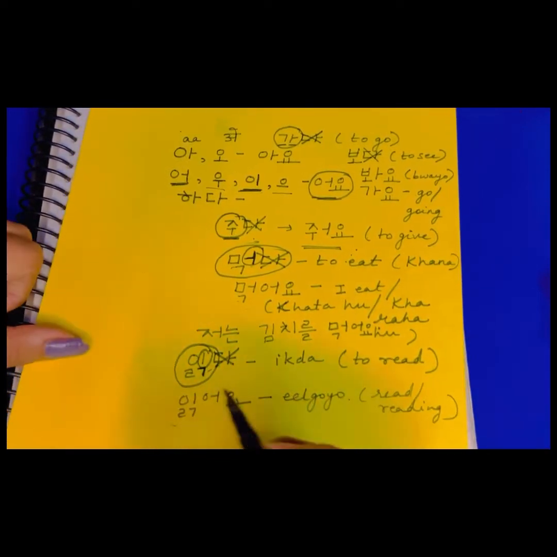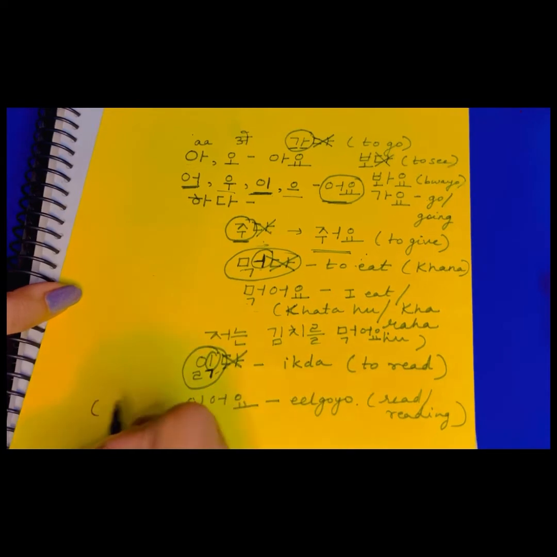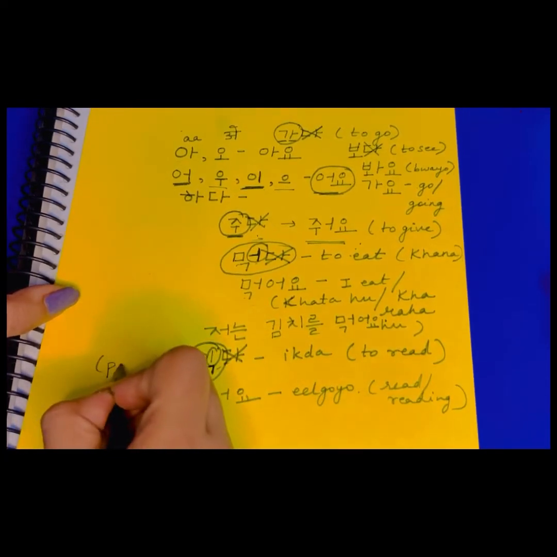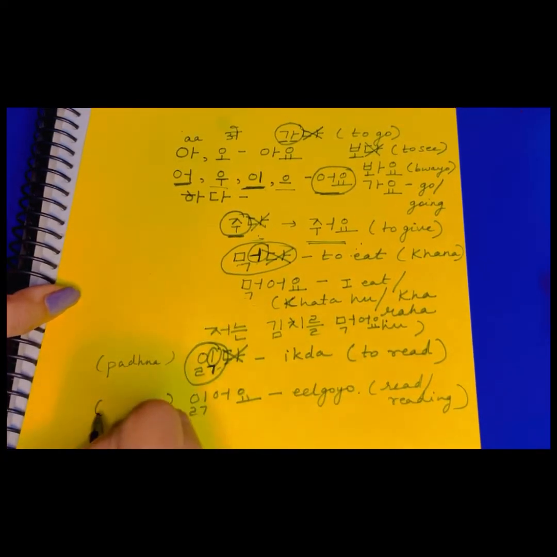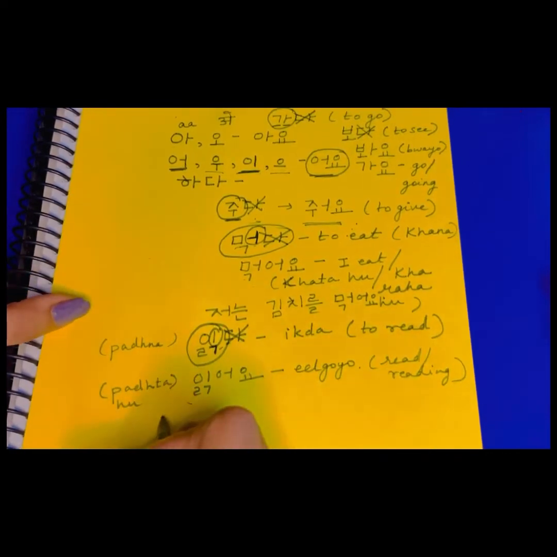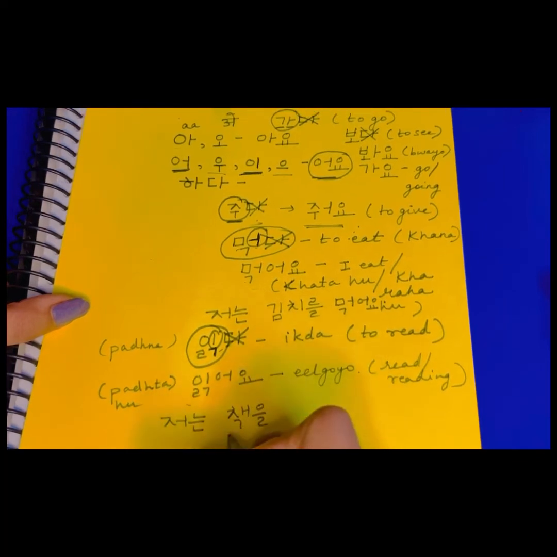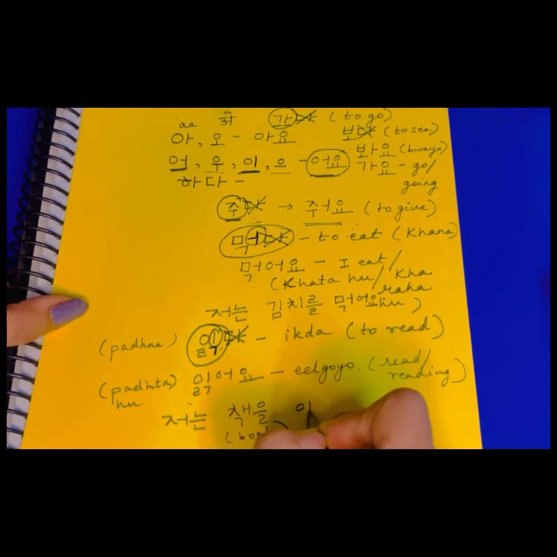So if I want to say I read a book, I will not say 저는 책을 읽다. I will say 저는 책을 읽어요, because this is 읽다 (to read), ikta, and ilgoyo means I read or am reading. So 저는 책을, chaek is book, 읽어요.